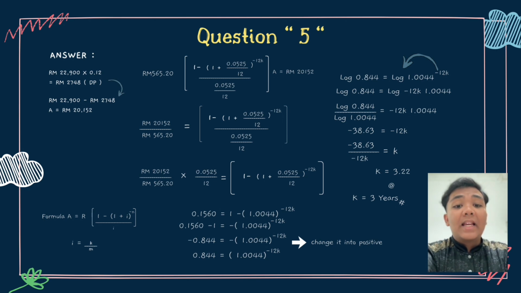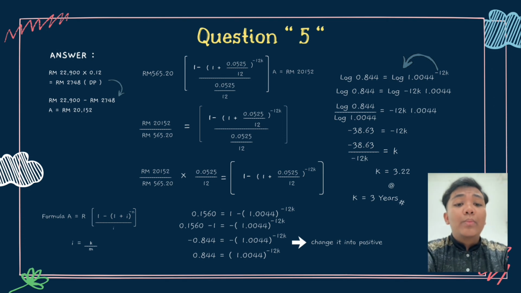Then the negative 1.0044 power negative 12k, we change into positive, and we get 0.844 equals 1.0044 power negative 12k. As we can see in the video, I already typed it. Then in this part we need to use log in our calculation, and we get log 0.844 equals log bracket 1.0044 close bracket to the power negative 12k. Then we move the negative 12k to the front and we get log 0.844 equals negative 12k log 1.0044.